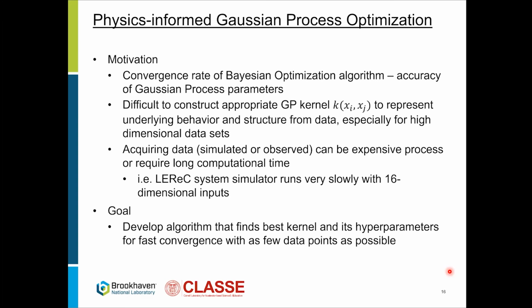For example, the RHIC simulator that we used for our experiment runs very slowly with all the 16 BPM inputs. Also, while we were doing the experiment with the 4 BPMs, it takes around 2 minutes or so to get new data points with the calculated cooling rate. And if we want to expand the input dimension, this might take even longer. So our goal here is to develop an algorithm that can find the best kernel and hyperparameters so we can achieve fast convergence with as few data points as possible.